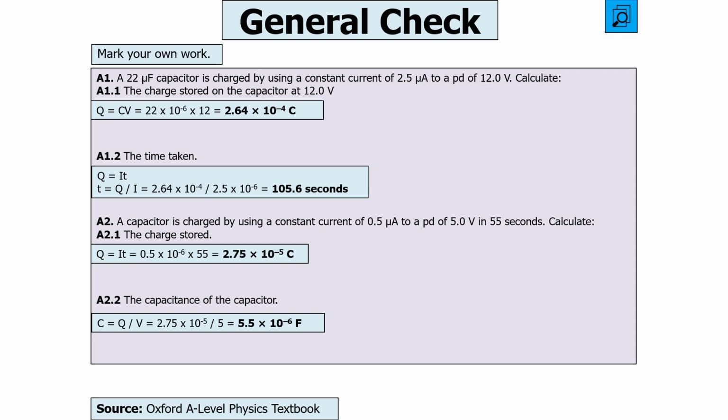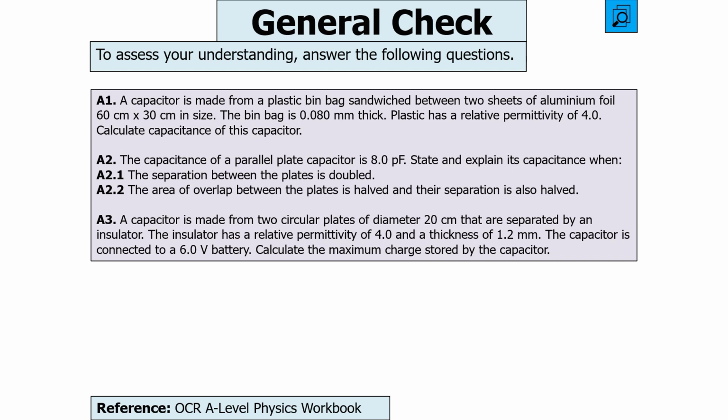The next question says a capacitor is made from a plastic bin bag sandwiched between two sheets of aluminium foil 60 centimetres times by 30 centimetres in size. The bin bag is 0.080 millimetres thick. Plastic has a relative permittivity of 4.0. Calculate the capacitance of this capacitor.